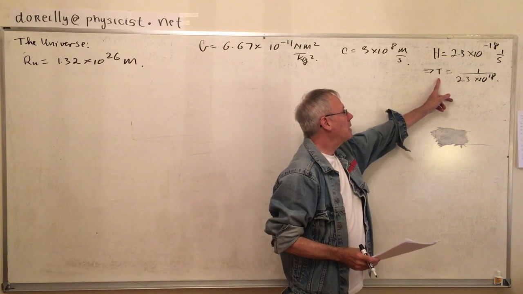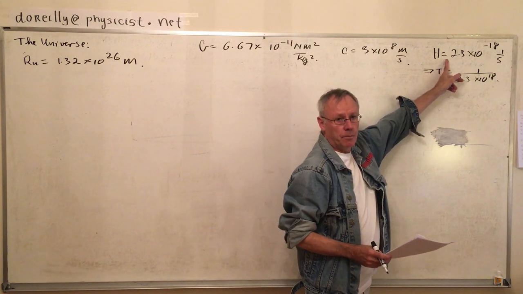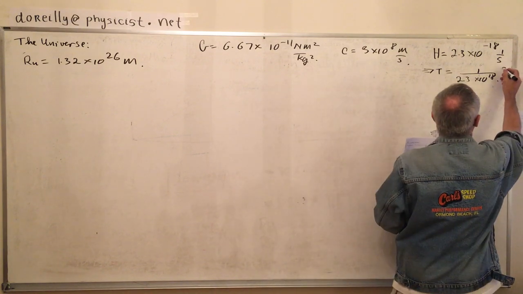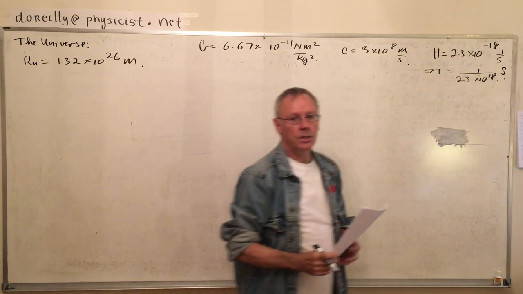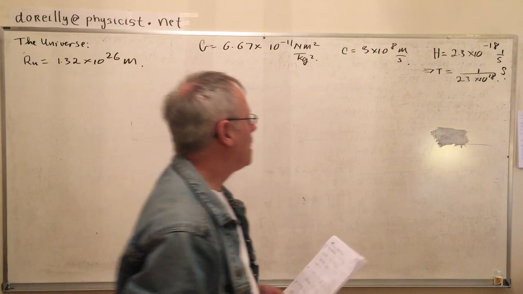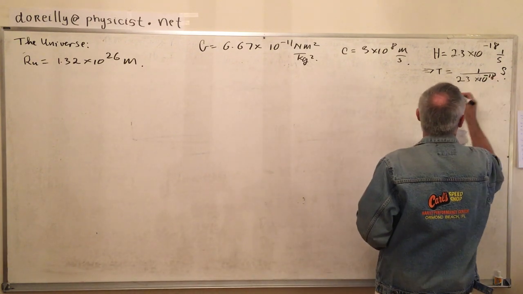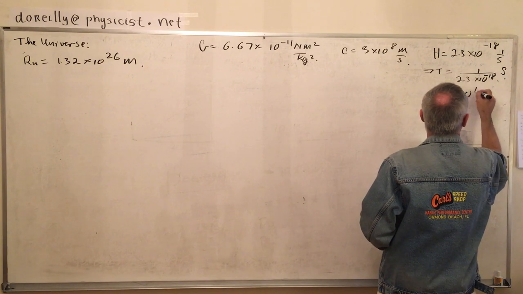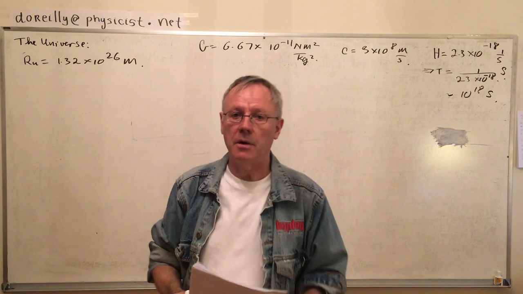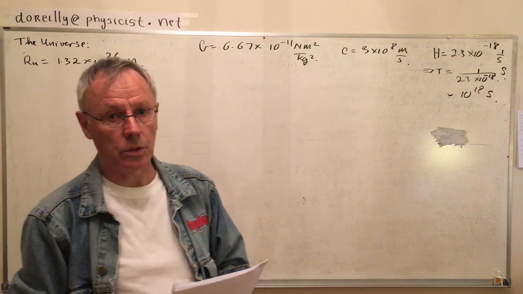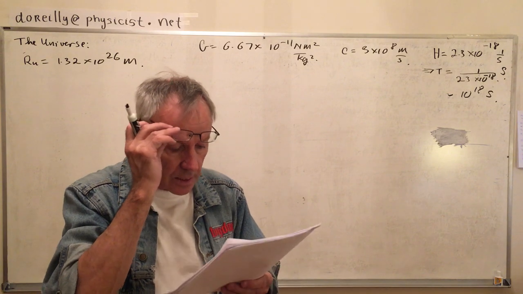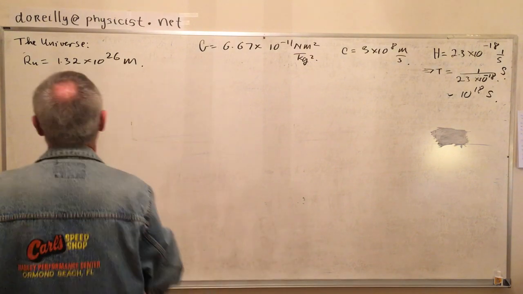By this method gives the reciprocal of H. It's called the Hubble time, actually, and that's going to be seconds. So you can convert that to years if you want to, but that's good enough, right? Negative 18. So the age of the universe, the Hubble age, is about 10 to the power of 18 seconds. I'm not dwelling on that one too much because it's debatable. Okay, so the next thing we can calculate is the mass of the universe.